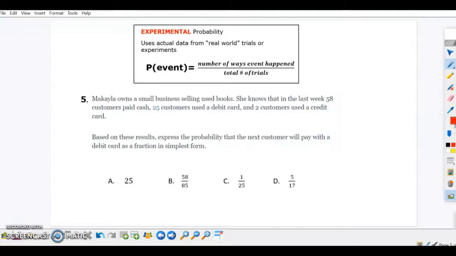All right, now we're going to actually calculate the probability. We're going to be calculating first what's called the experimental probability, which is using actual data from the real world, trials or experiments.